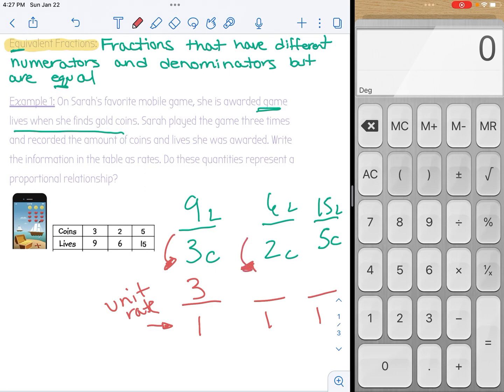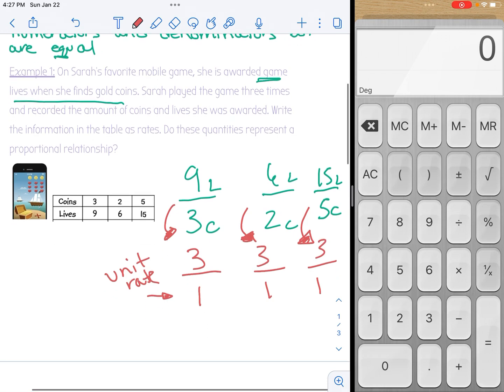The second one, 6 divided by 2, also 3. So far we're off to a good start because those are equal. Last one, 15 divided by 5, same thing, 3. So this is proportional because it's saying for each time she had to have 3 lives to get 1 coin. So this is proportional because they are all equal. So that is one way you can find if you have a proportional relationship.